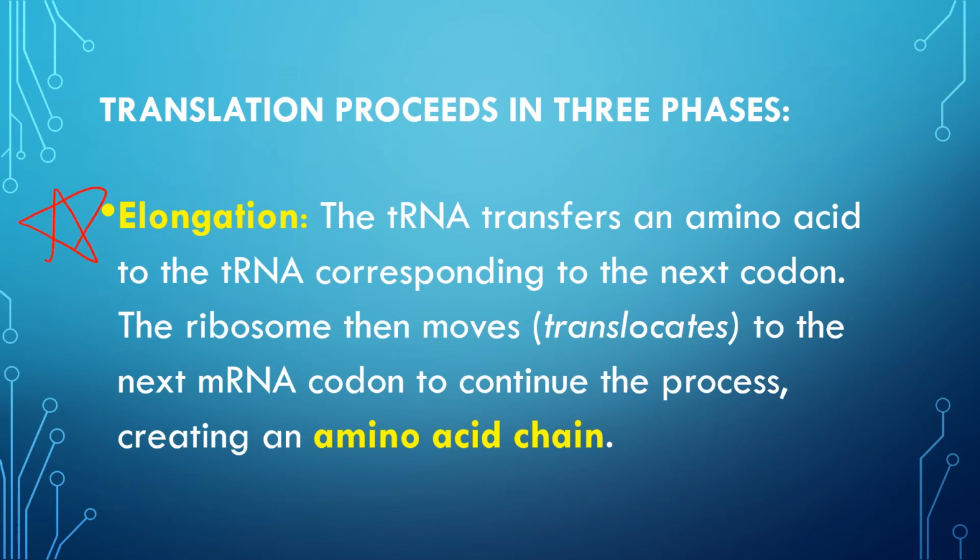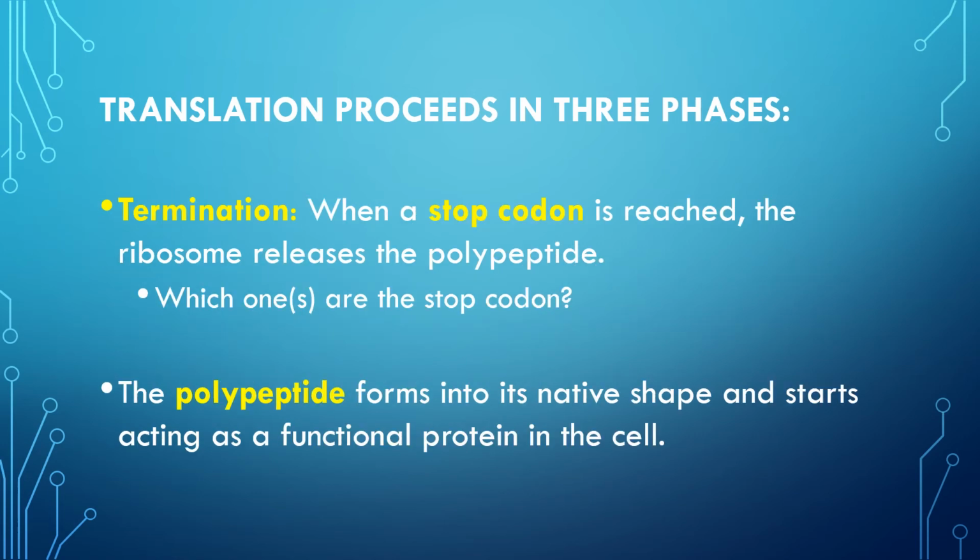Elongation. The tRNA transfers an amino acid to the tRNA corresponding to the next codon. The ribosome then moves, or translocates, to the next mRNA codon to continue the process, creating an amino acid chain. Termination. So this kind of makes sense. When a stop codon is reached, the ribosome releases the polypeptide and you're good to go. So what are the stop codons? We'll talk about that in class. The polypeptide forms into its native shape and starts functioning as a functional protein in the cell.